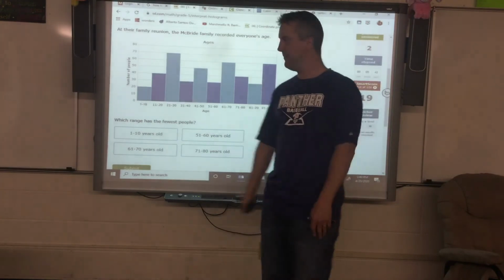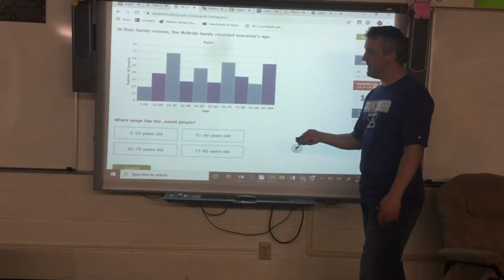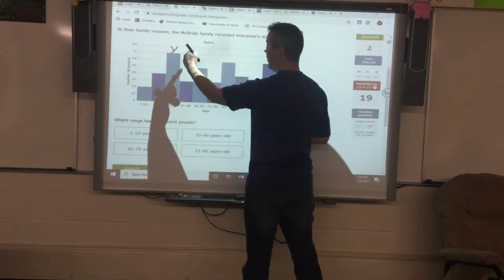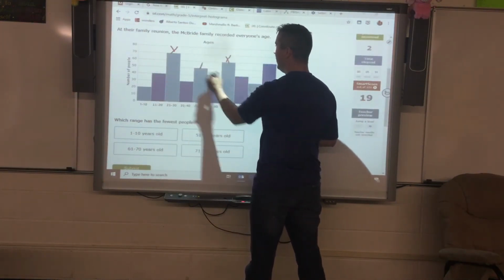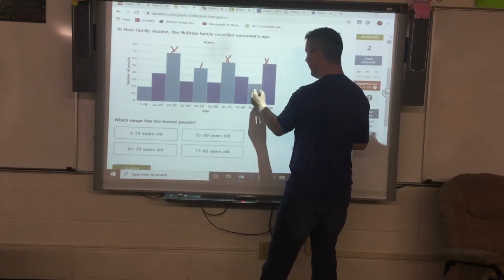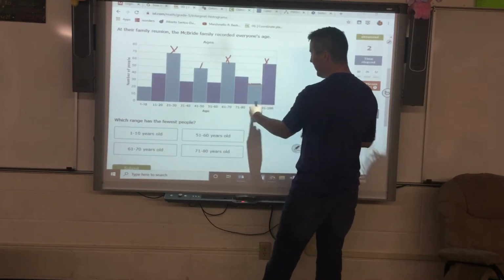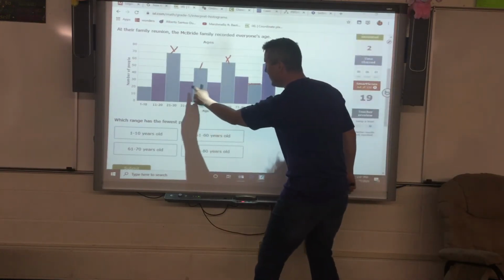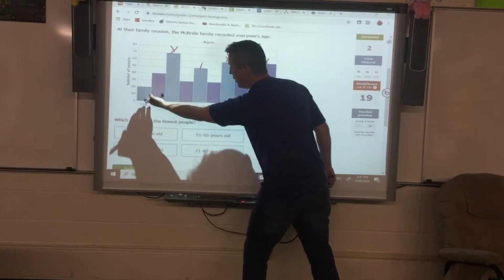A little discrepancy, okay? But it says here, which range has the fewest amount of people? Well, I start at the top. Nope. Then I try to get lower and lower and lower. I think it's this one. I don't think there's anybody that's lower between 81 and 90. Well, then I go across. Well, they're the same. Oh, this one's actually lower.